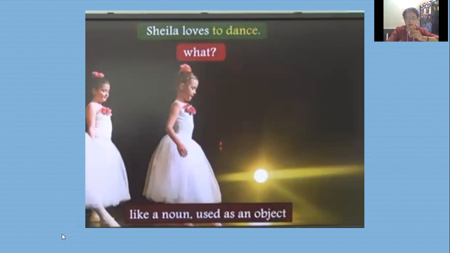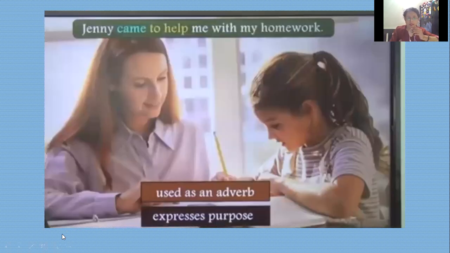So now let's see next. Jenny came to help me with my homework. It can be used as an adverb which expresses purpose. So you know that the infinitive has different uses. Even if you see it, it can be used as an object, as a complement, as a subject. That totally depends on the different sentences.